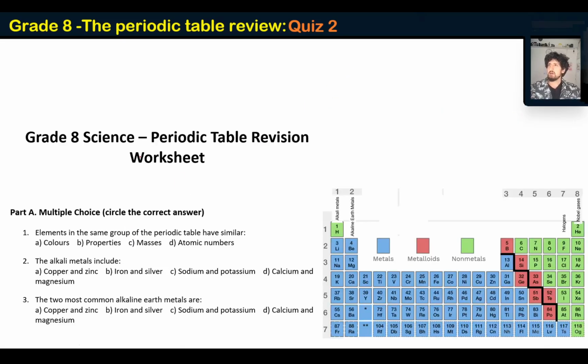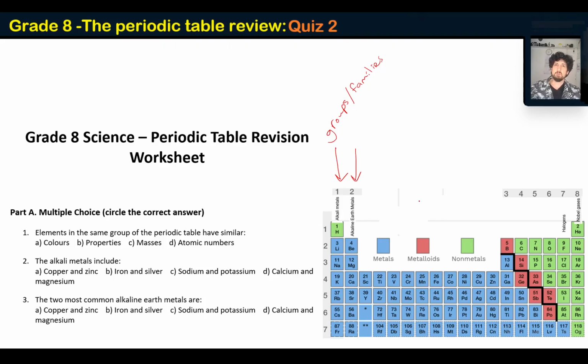Alright, so here are some questions, and of course it's about the periodic table, and let's get into it. So we've got some multiple choice questions. Elements in the same group of the periodic table have similar what? So if they're in the same group, this is what we mean. This is a group. These are groups. So groups or families. This is a challenge to write sideways. So these are called groups or families. So the columns are groups or families. Okay, so if they're in the same group, they're in the same column, they're in the same family.